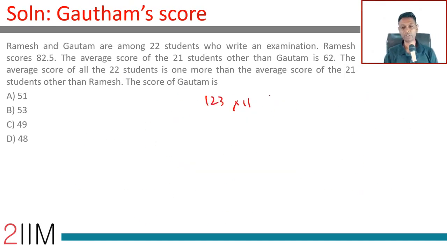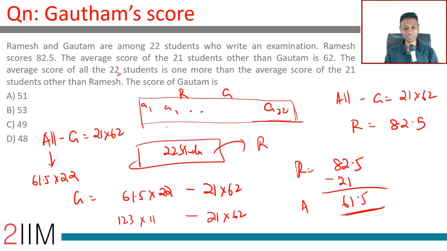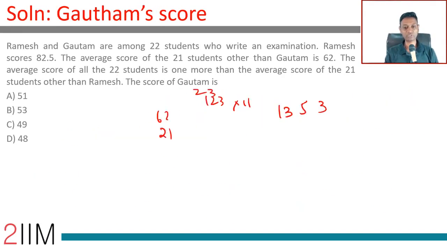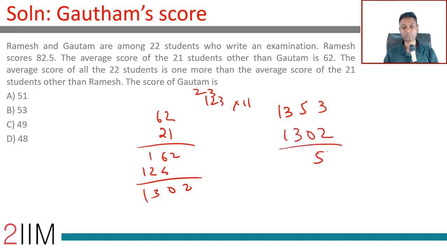123 into 11. 3, 3, 22 plus 3, 25, 5, 2, 11 plus 2, 13, 1, 3, 5, 3. And then 21 into 62. 62, 124, 2, 10, 0, 1, 3, 0, 2. Subtracted from this, Goutham's score should be 51.